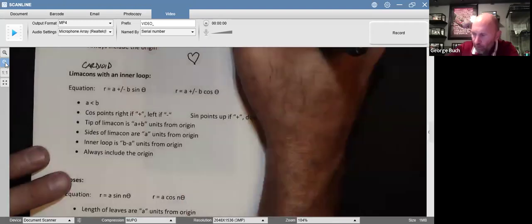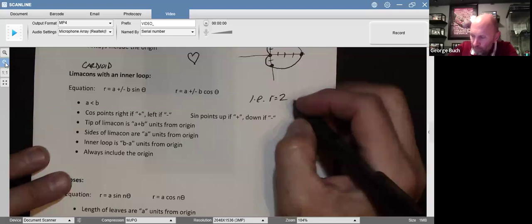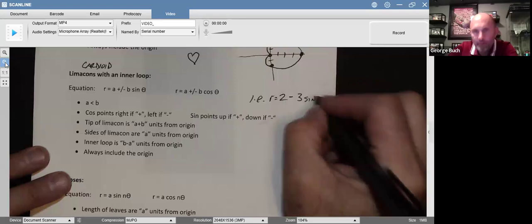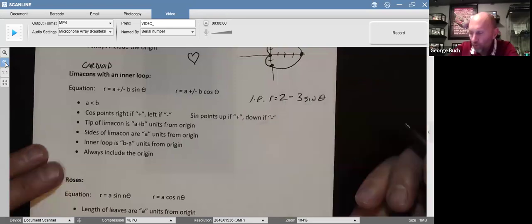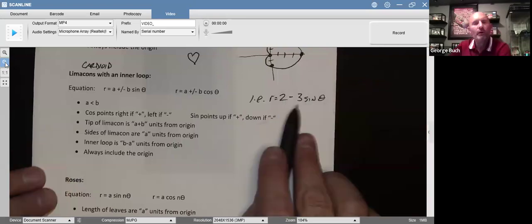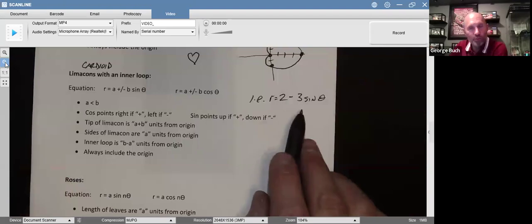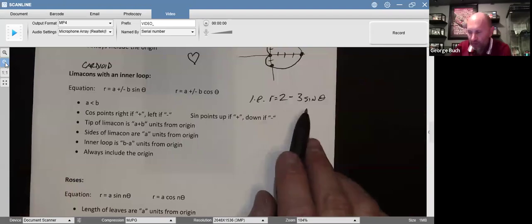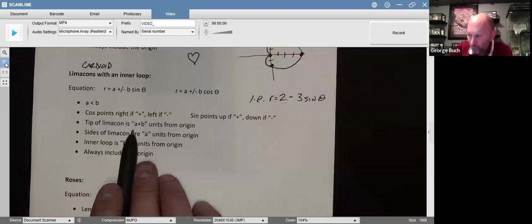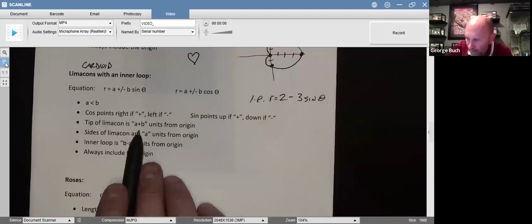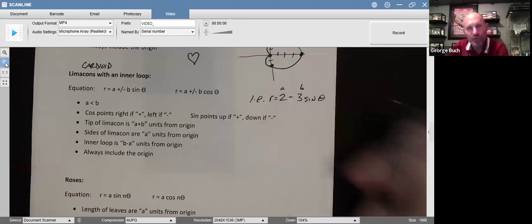r equals 2 minus 3 sine theta. So the numbers are different. Therefore, I know it's a limacon with an inner loop. The tip is A plus B. So my A is 2, my B is 3. The minus sign is just telling me which direction.